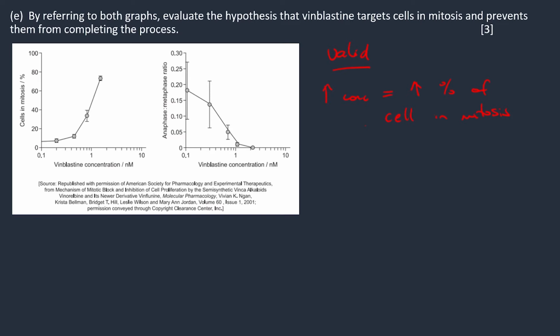However, when you look at the graph on the right, we can see that with increasing concentration of vinblastine, we're actually getting a decrease in the ratio of cells in anaphase to metaphase. And so we can deduce from the data given that perhaps the cells in metaphase are getting stuck there because they cannot transition into anaphase.